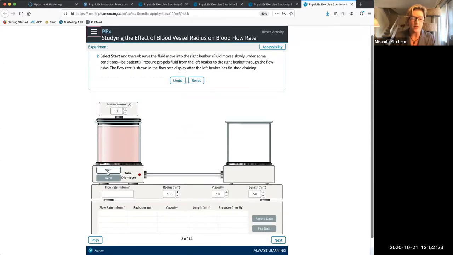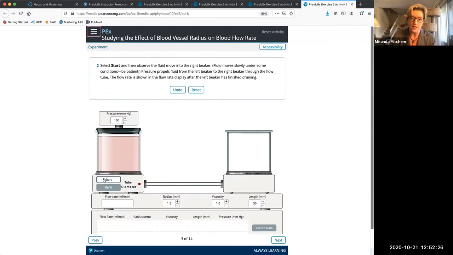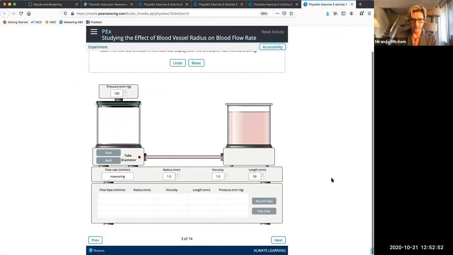All right, so now we get to start the experiment. And we have to be patient. It's actually going to move really slow. We're at 1.5 millimeters of the radius of the blood vessel. And you can see it's going over. All right, it's over there. We're going to hit record data. We've got it. So our flow rate was 4.0 mils per minute.